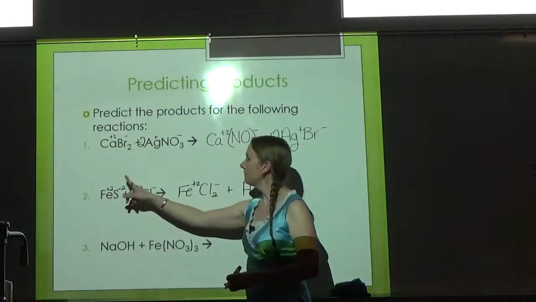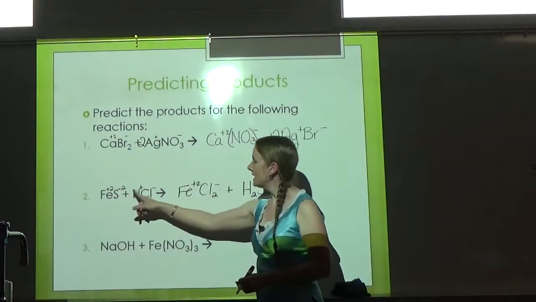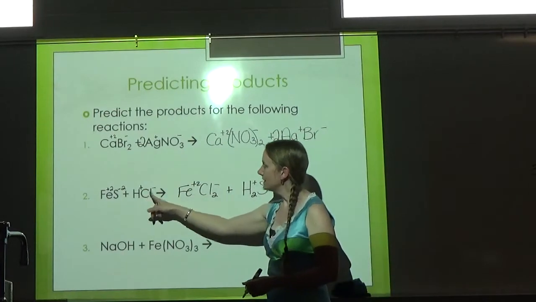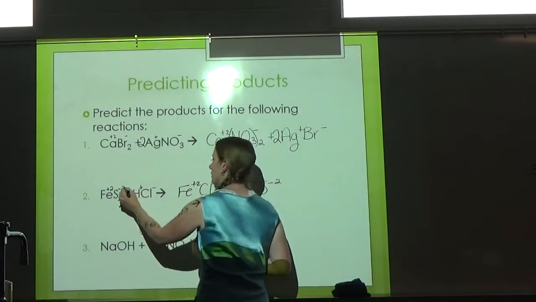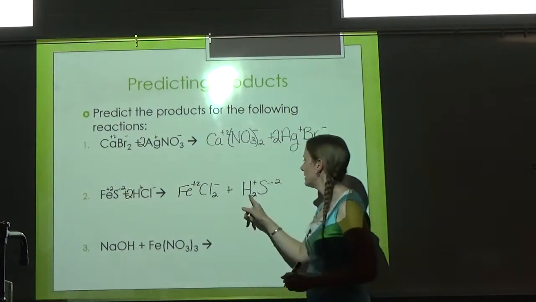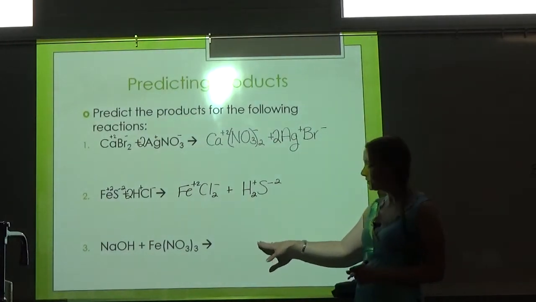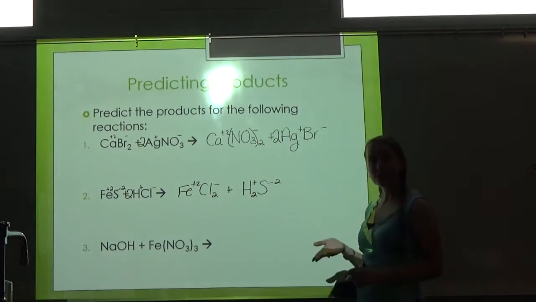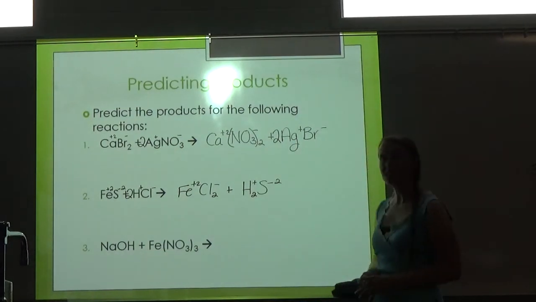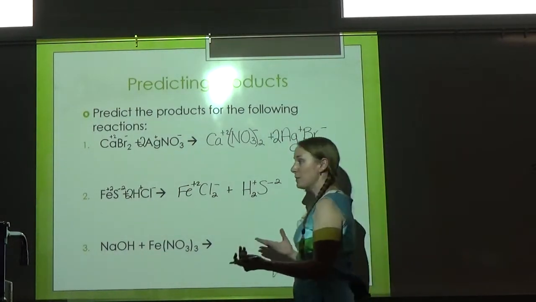So I have 1 Fe, 1 Fe, 1 S, 1 S, 1 Cl, 2 Cls, so I need a 2, and then 2 H's and 2 H's. Alright, so maybe before I do the last one, try it on your own. Pause the video. I'll assume you've done that, and now let's look at it and see if you got it right.